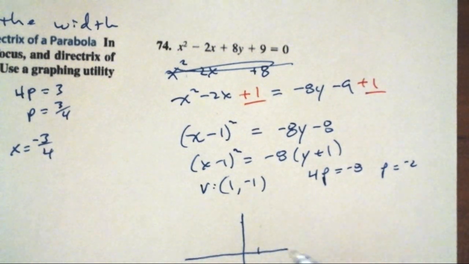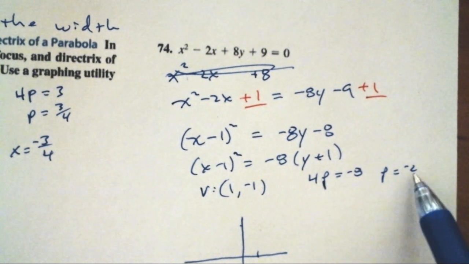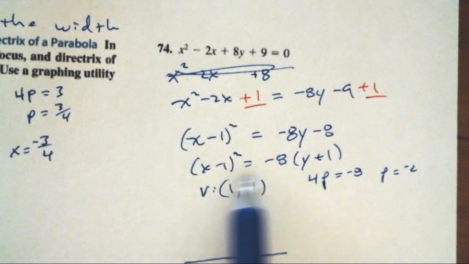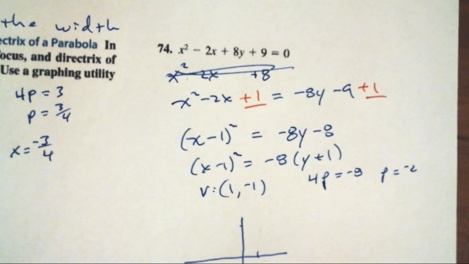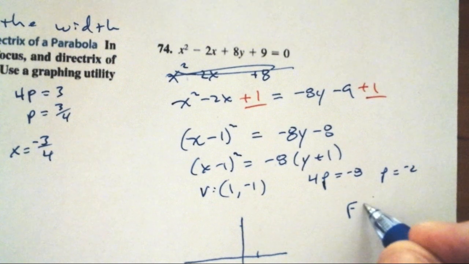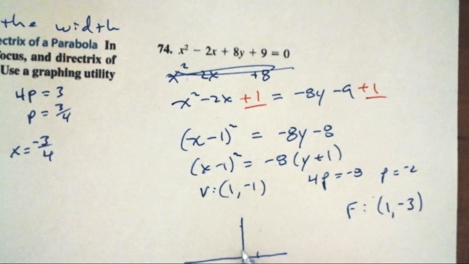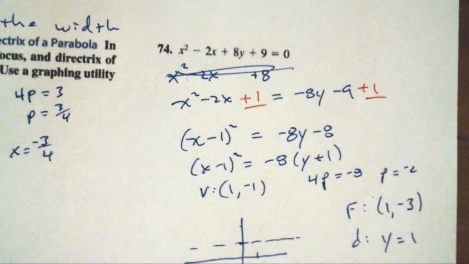Vertex at 1, negative 1, and I've divided by 4, so I've got a p-value of 2, but this is a negative x squared graph, so it's opening down. The focus is down 2 from here, at 1, negative 3. The directrix then is in the other direction: the directrix is y equals 1.